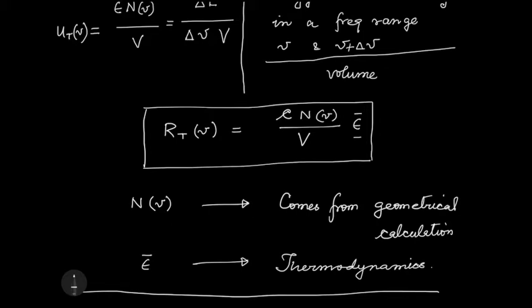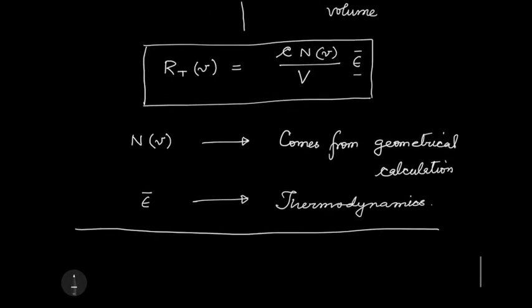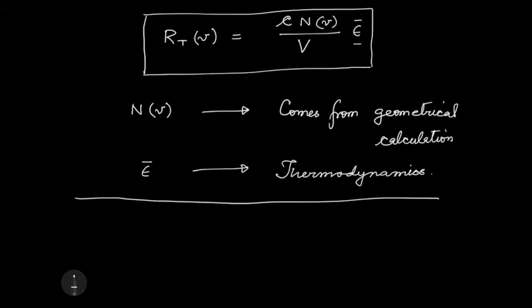So we also made the comment that n comes from complete geometrical consideration and epsilon bar comes from thermodynamics. So today we will try to evaluate these two quantities from our knowledge in physics and see what models were made and what modifications are required in the known physics. The first model was made by Rayleigh and Jeans. Before we go into that, what is common in all the models is the calculation of this n. So let us first do that.